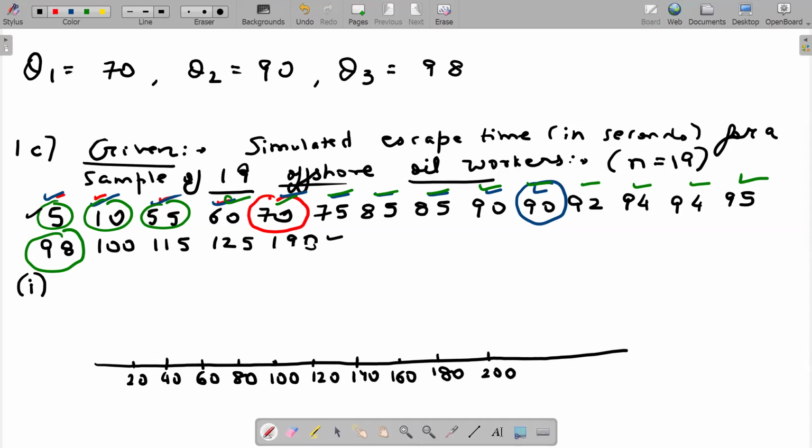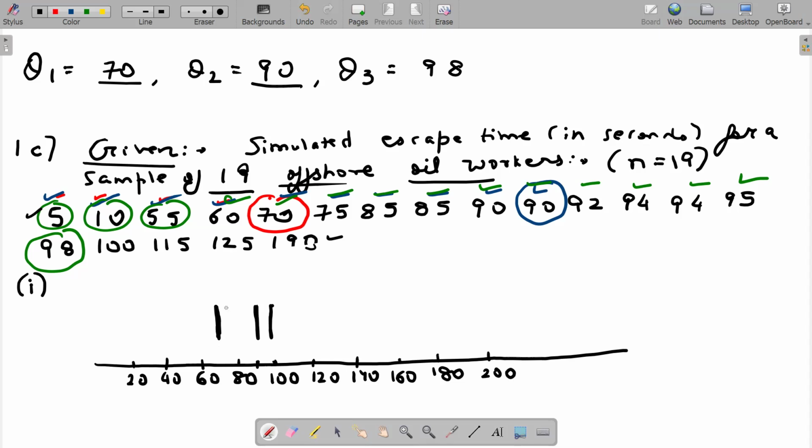Okay, so my Q2 value is 90. So that comes here. So 90 is exactly between 80 and 100. So this is my Q2. The value of Q1 is 70. 70 is exactly here between 60 and 80. And the value of Q3 is 98. 98 is very close to 100. Not exactly 100, but very close to 100.